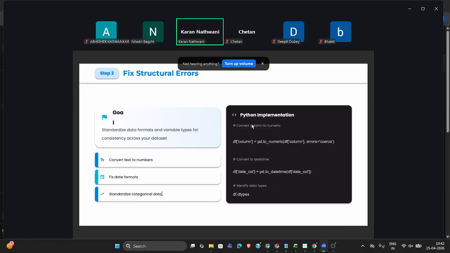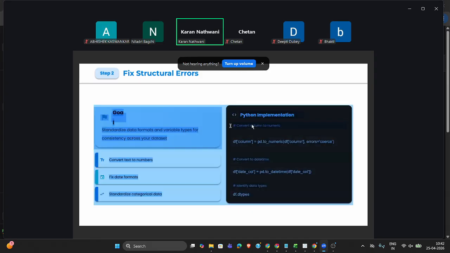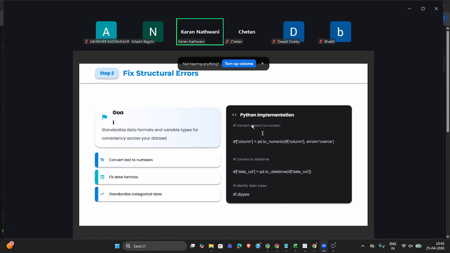Now let's see the Python implementation. Convert the column to numeric. This is very important. Any column where you want to convert numbers, you use pd.to_numeric on the df column, comma, errors equal to coerce. So these are certain ways you can convert. PD stands for pandas. Pandas is meant for reading the data. I will explain these ways in more detail when I take examples.